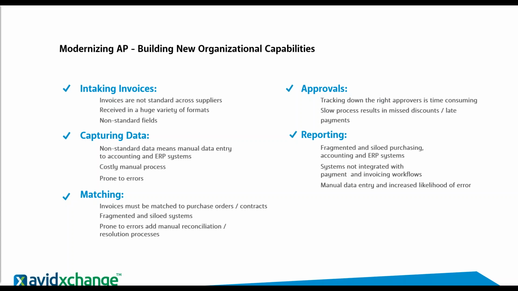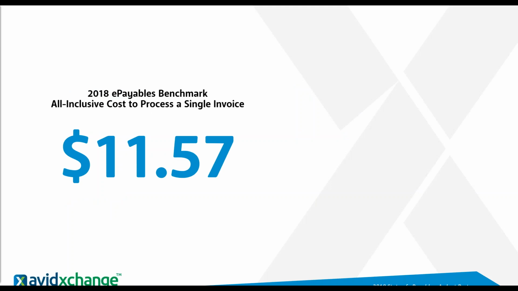So again, these are the factors of how we came up with this figure. On average, an invoice can cost an organization $11.57. Could you imagine how fast that would accumulate over how many invoices you process each month?